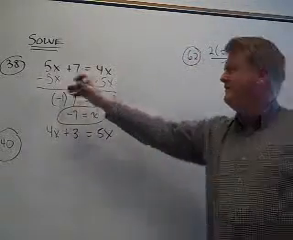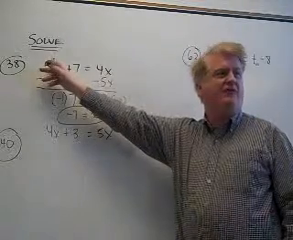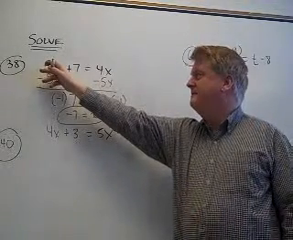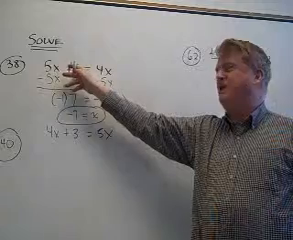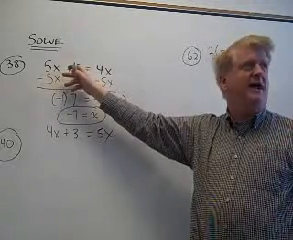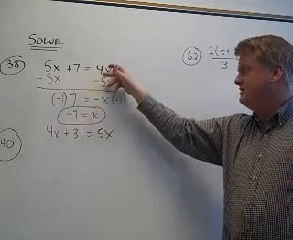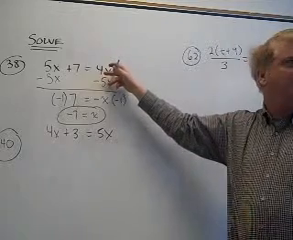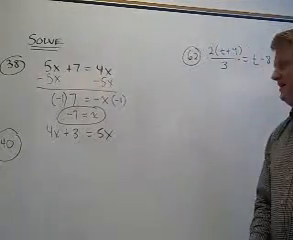Let's check it out. 5 times -7 is -35. -35 plus 7 is -28. Meanwhile, 4 times -7 is also -28. It checks.